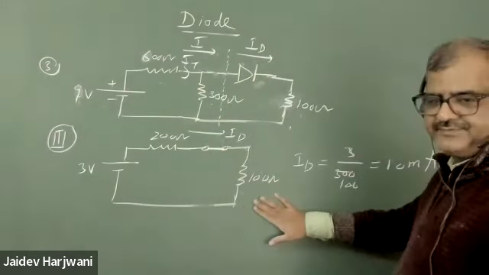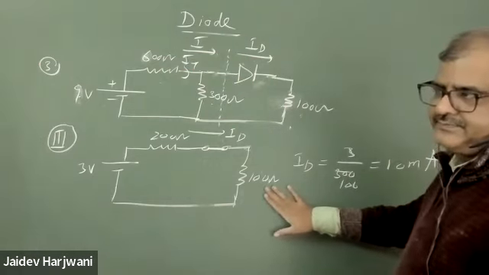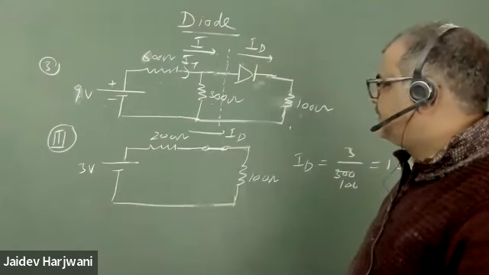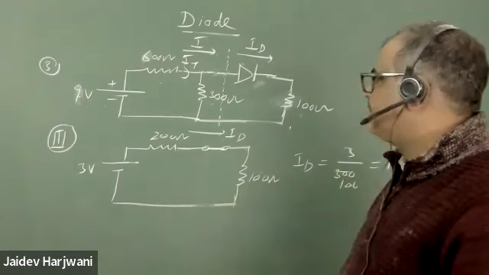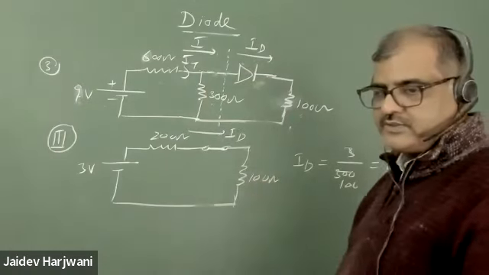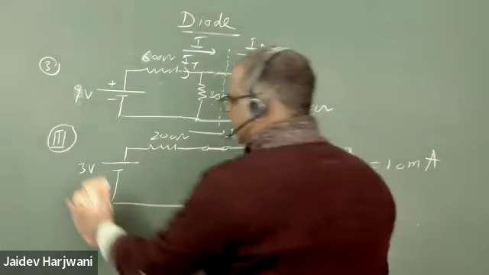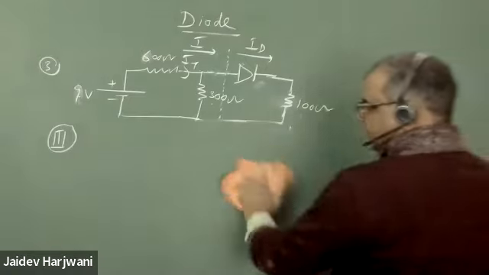This method is clear, na? Sir, in this method we also only consider it as a closed circuit across the diode. Current is flowing, na? It is forward bias. Okay. Now I can do it. This is some different way also.